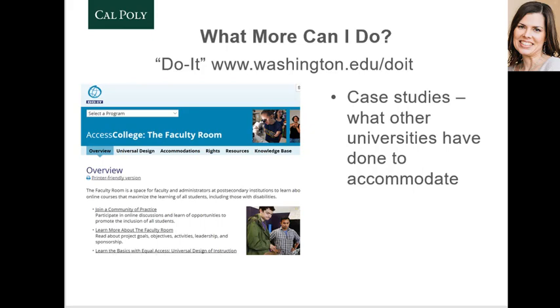You can use the link here, but this is just a really great place to go with lots of general information that's not Cal Poly specific in regards to accommodations and supporting students with disabilities. Lots of people from other institutions participate in providing information here. So a great way to become more knowledgeable.